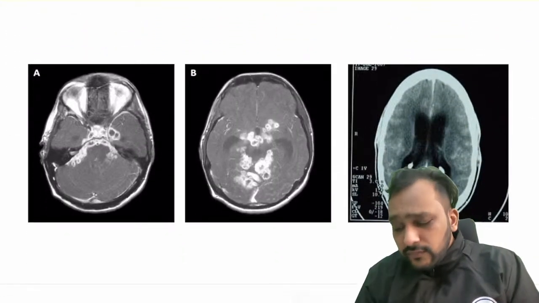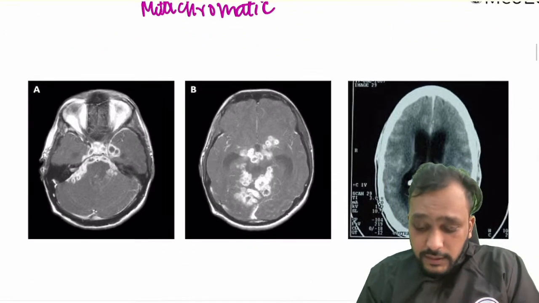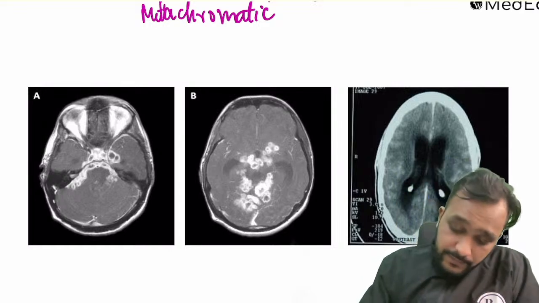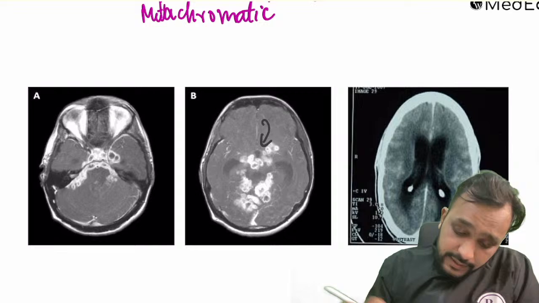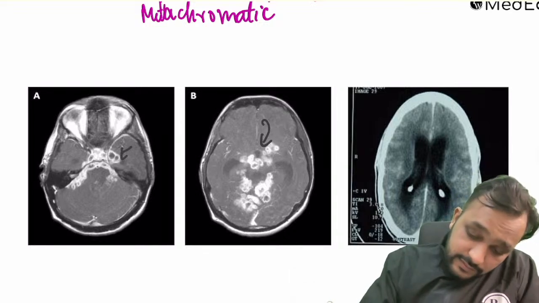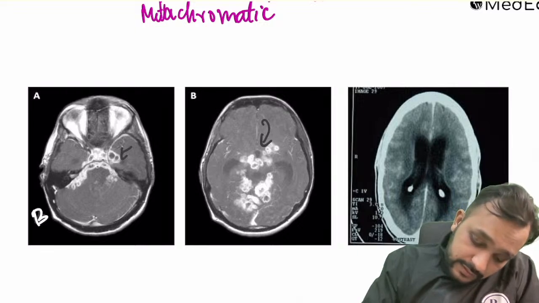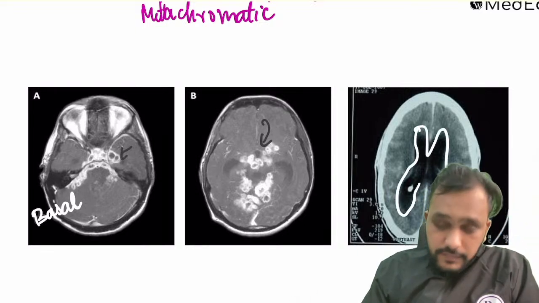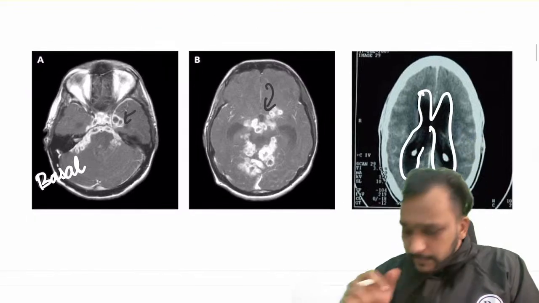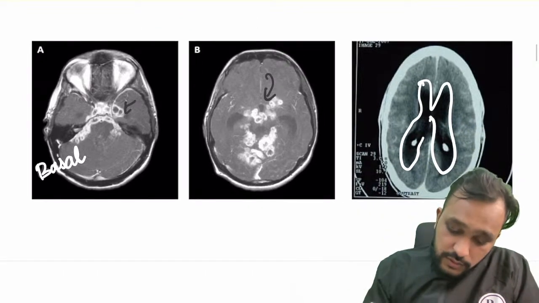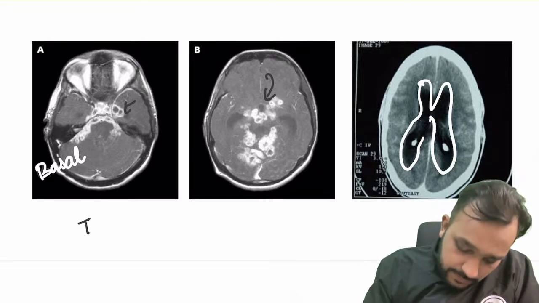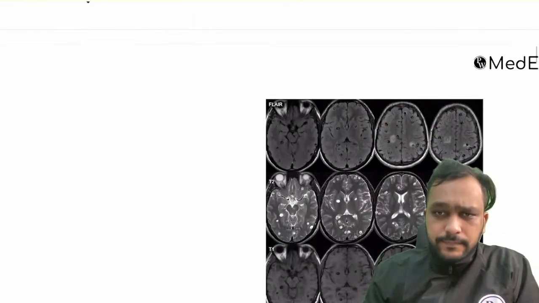Now talking about a few infections. This is another question which is asked. Whenever you see a patient with ring enhancing lesions, basal exudates, it comes in the form of MCQ only. Basal exudates, ring enhancing lesions, and hydrocephalus. So guys, what is the diagnosis that you are going to think of? You are going to think of tubercular meningitis.